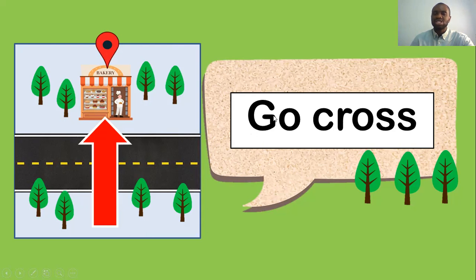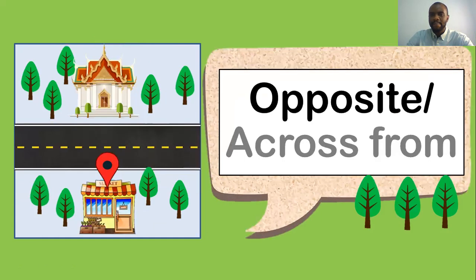Go cross. G-O, go, cross. C-R-O-S-S, cross. You go cross the road. Over there is the bakery. Okay, you cross the road.